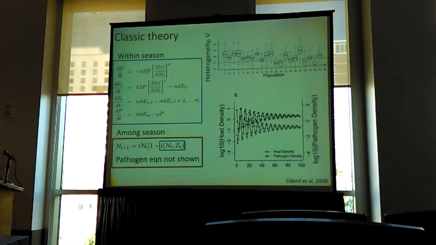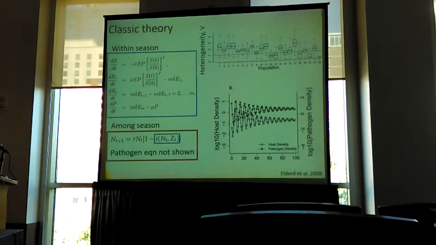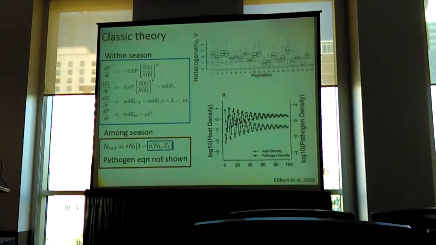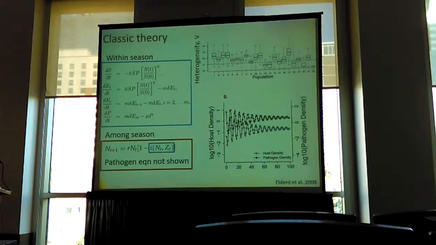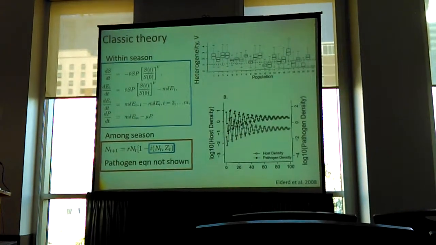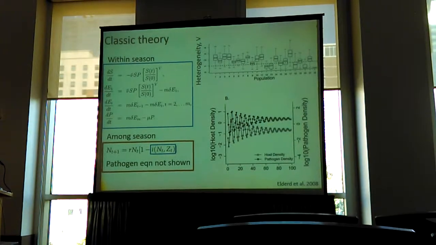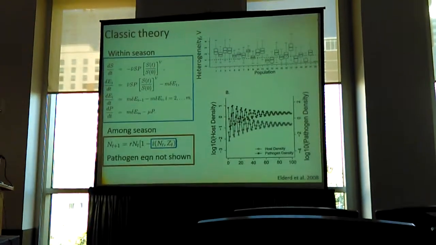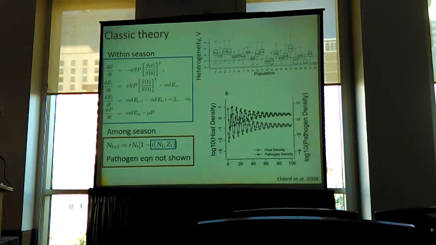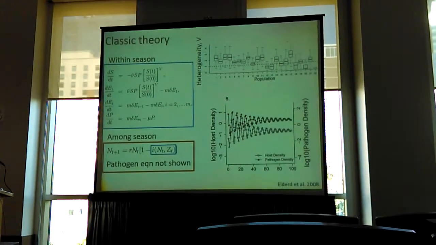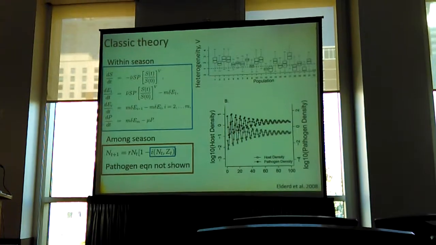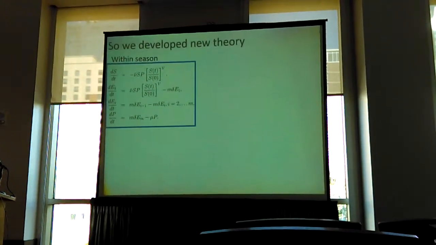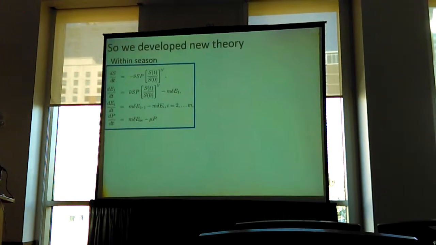And part of the reason that we think this is a problem is because these models assume that infection risk is basically uniquely determined by environmental variation. That means that at each new generation, the transmission risk just basically resets itself. It doesn't change over time. So to address this problem, we developed some new theory.